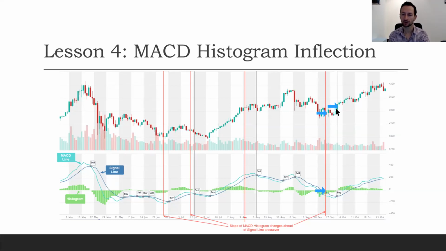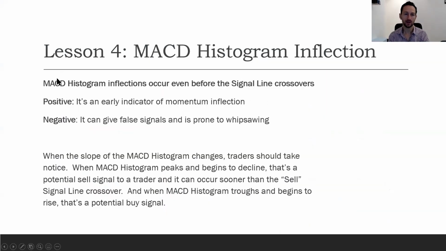Now, of course, the downside of using the histogram, because it's so early, is that it can also give you a lot of false warnings or false signals. So getting back to this slide here: MACD histogram inflections occur even before the signal line crossover, so it can give you an early entry or an earlier exit. That's the positive. It is an early indicator of momentum inflection. But the negative is that it can give you lots of false signals and can lead to some whipsawing, maybe exiting the trade too early or entering the trade too early.